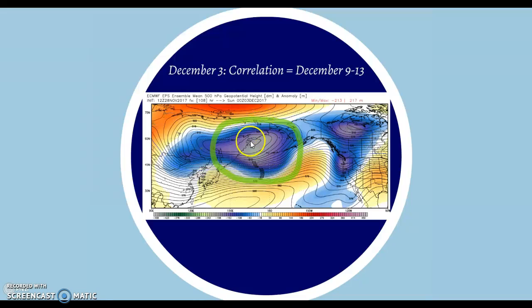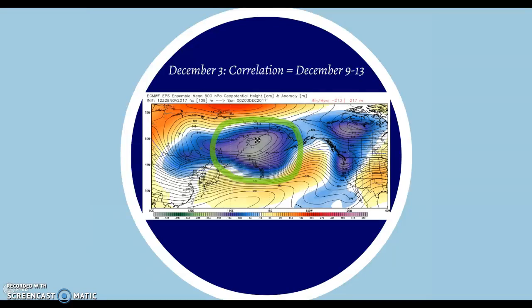Notice that on the 3rd of December, we're forecasting from the European Ensemble Mean Guidance. Here's the Bering Sea that I circled for you right here and highlighted in green. And notice we have a very large trough, very lower than normal heights. These are the geopotential height anomalies. So these are very far-reaching, below average heights for this time of the year in this part of the world.